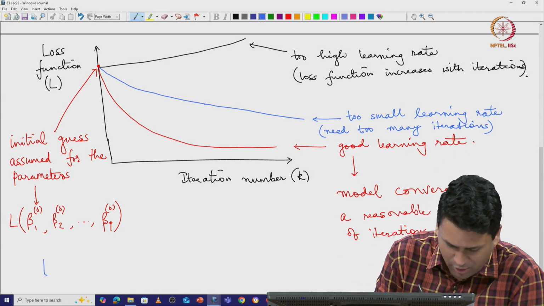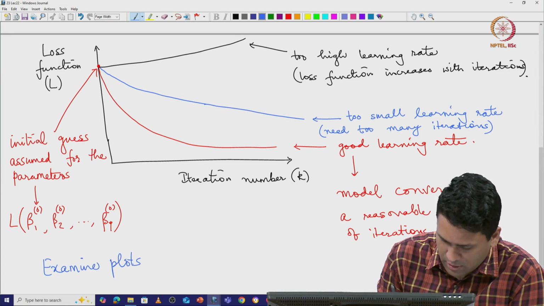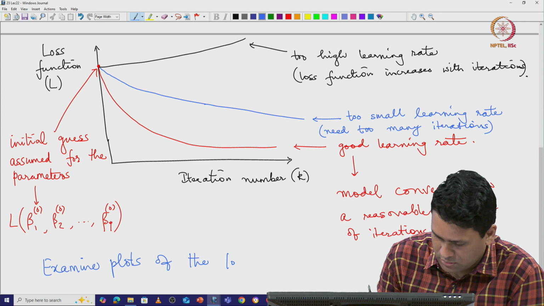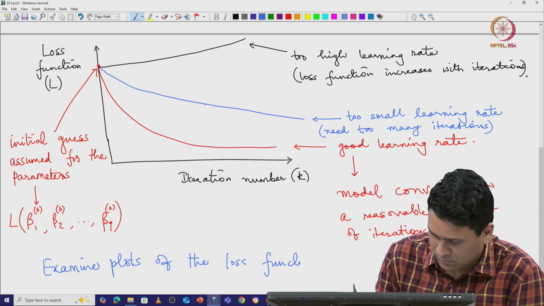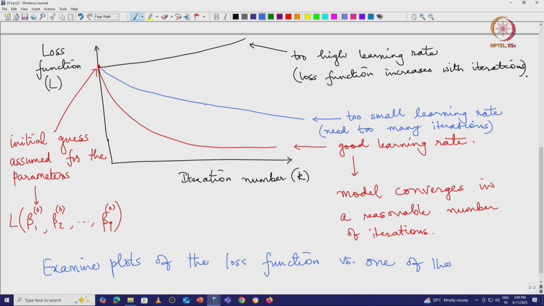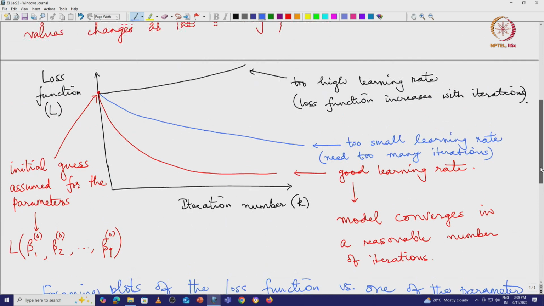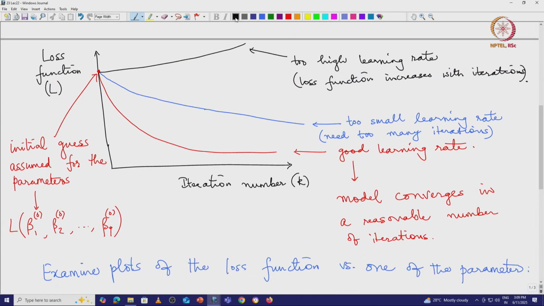So we are going to examine now the plots of the loss function versus, let us say, one of the parameters, or maybe this is a very simple ML model with just one parameter. So how would that kind of a plot look for all these three cases? You have too high a learning rate, you have too low a learning rate, and then you have an optimal learning rate.